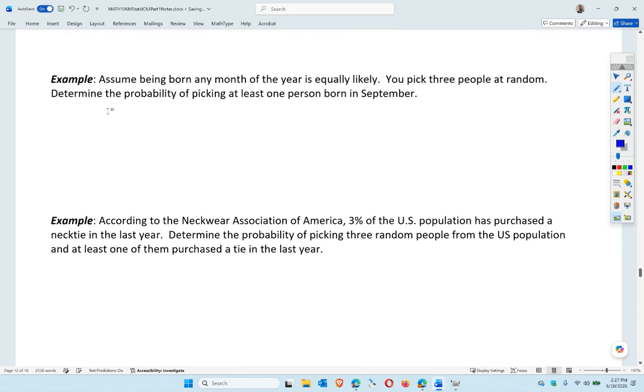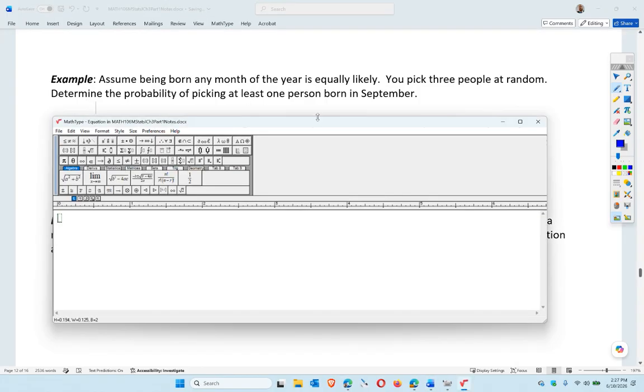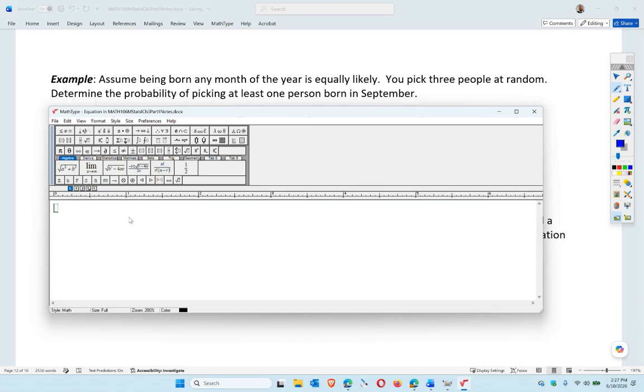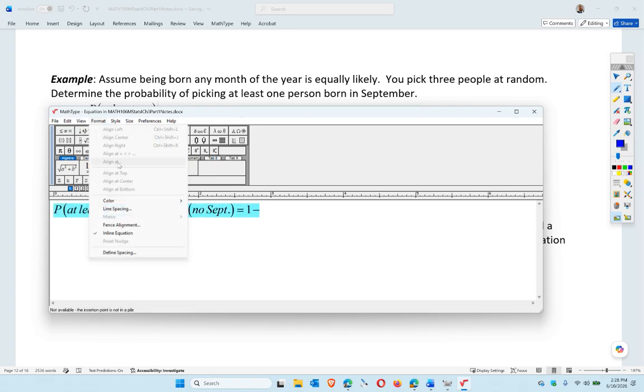So let's say we want to look at birthdays in September, right? So we're going to have at least one person born in September out of 3. So we need the probability of at least 1 September. But I want to do it indirectly, so 1 minus the probability of no September, right? Okay, so equals 1 minus, we'll make this blue.